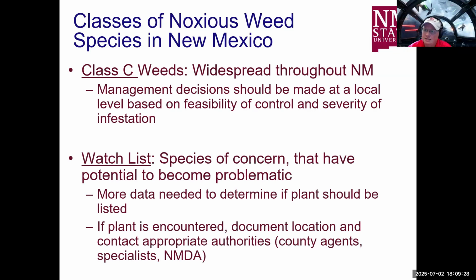Then we talk about the watch list. The watch list is a species of concern. They have the potential to become problematic. So this is what I was talking about with weeds that haven't necessarily come into our area quite yet, but there may be a chance of preventing them from coming into our area because we are aware of them. So more data is needed to determine if a plant should be listed.